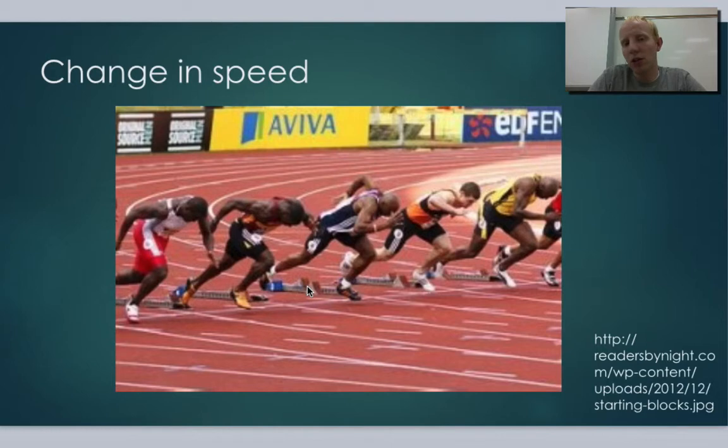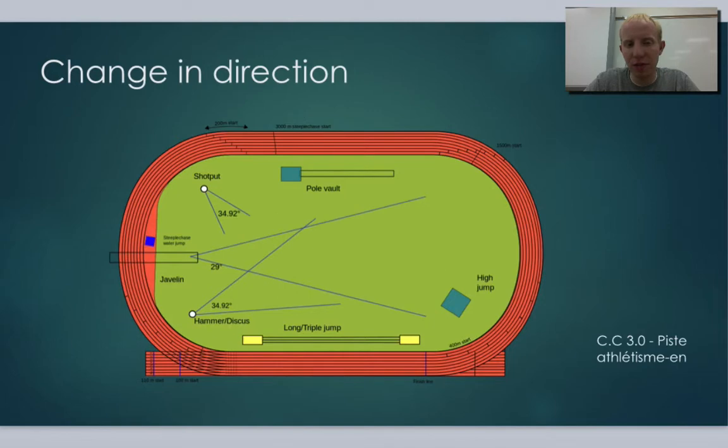They also, at the end, will have to slow down as they're coming towards the end of the track, and that is also an acceleration. Some people call it deceleration. We'll just call it acceleration in the negative direction. But anytime you're changing speeds, speeding up, slowing down, that's an acceleration. So the change in speed is pretty intuitive to understand, but let's look at the change in direction and see if we can make sense of this.